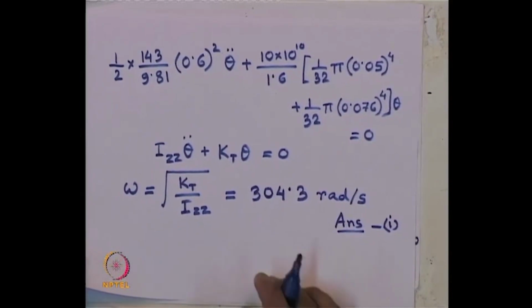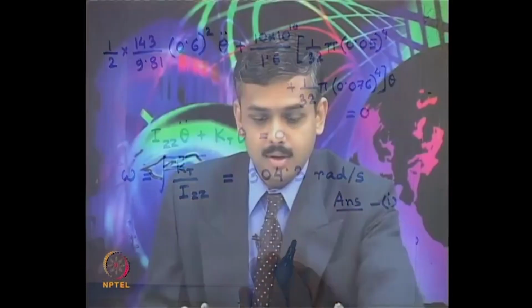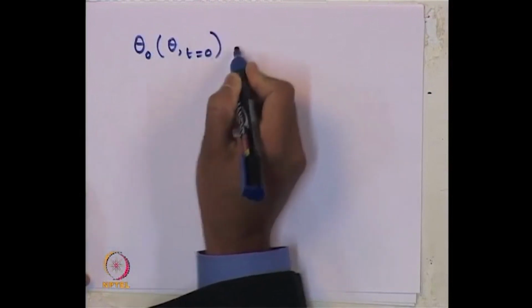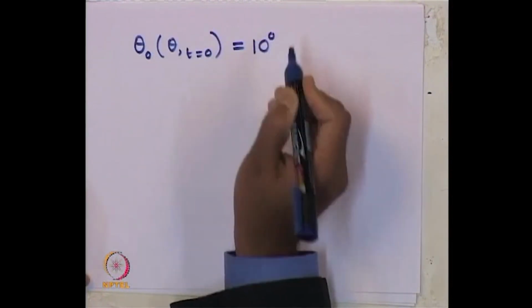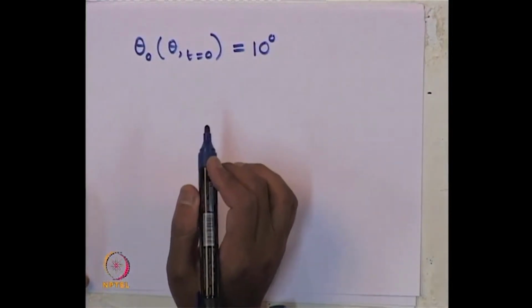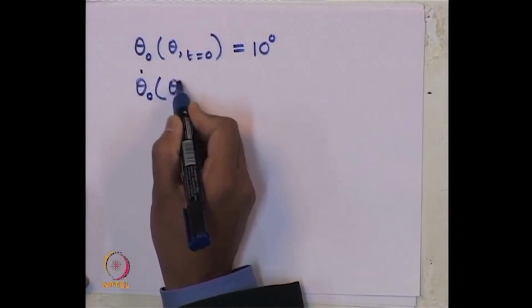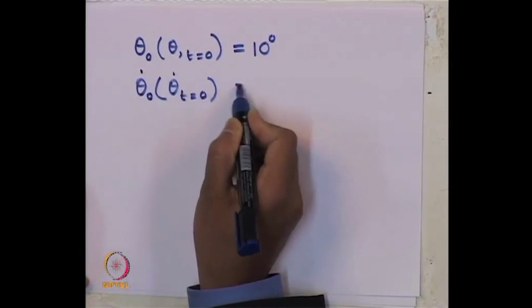Now, in the second part, it says that the disc is twisted by 10 degree initially and then released. So, in this case of free vibration, an initial rotation has been provided. Theta naught, that is theta at t equals 0, is given to us as 10 degree, and nothing is mentioned about the velocity. So, we can consider theta naught dot, the velocity at time t equals 0, as 0.